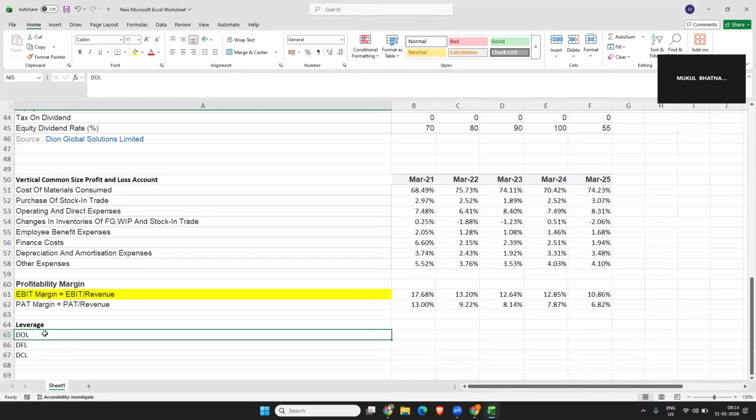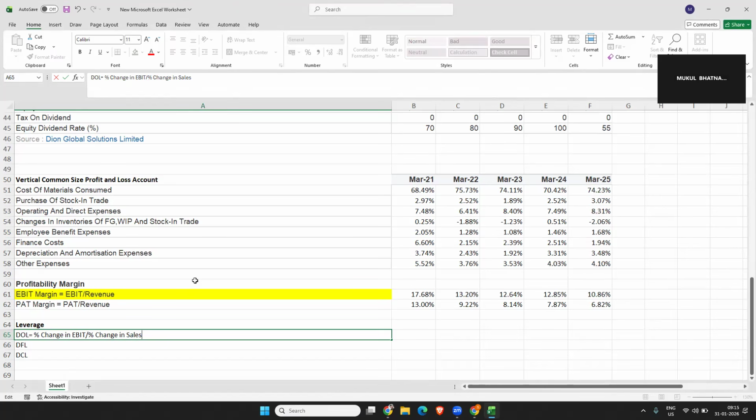So degree of operating leverage is, I'm writing it here, equal to percentage change in EBIT divided by percentage change in sales. This is the formula for degree of operating leverage.